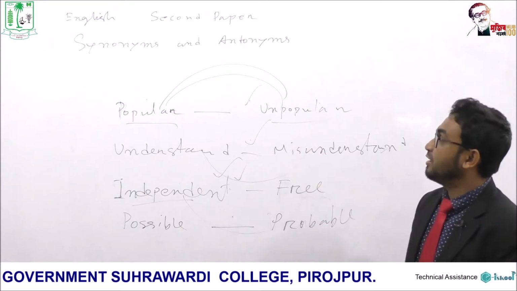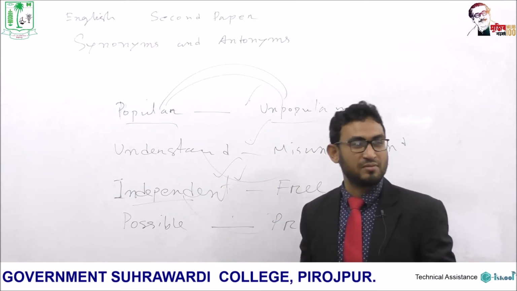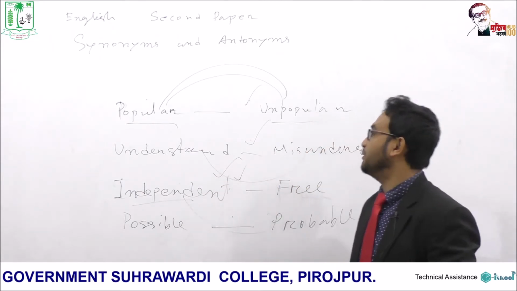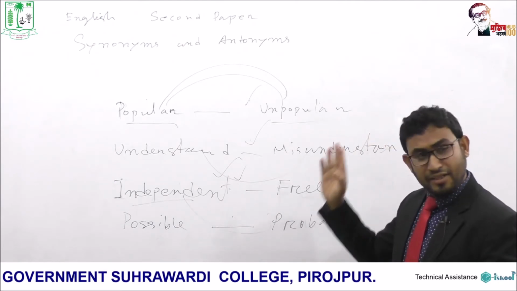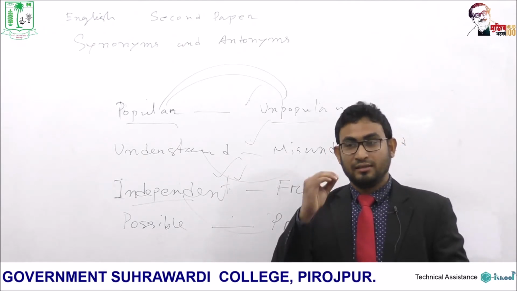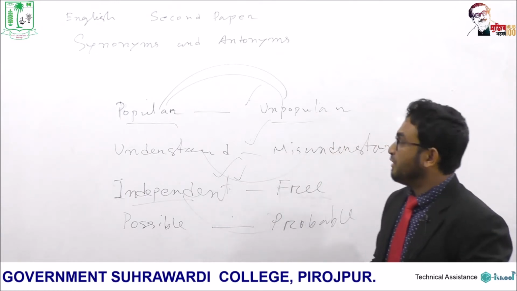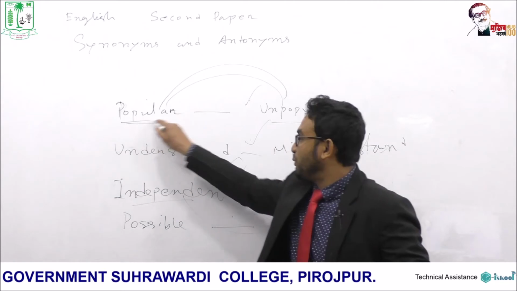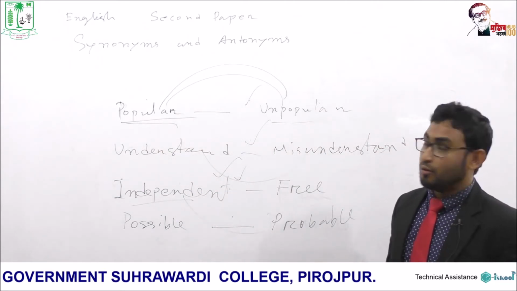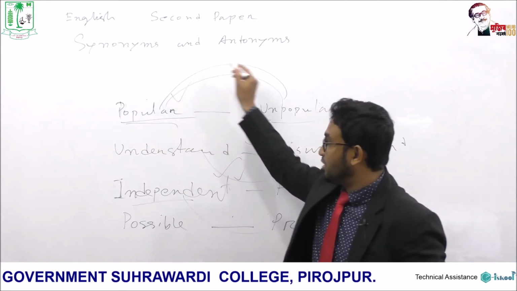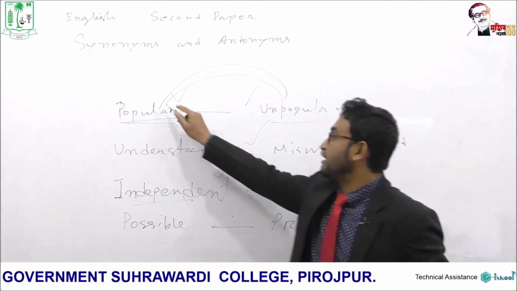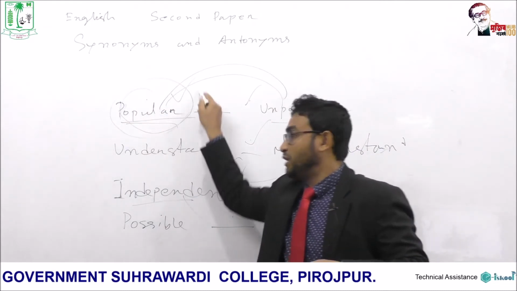Anyway, the meanings of synonyms and antonyms are very common to you. But in writing synonyms and antonyms, there are some rules and regulations. You have to be careful of this. For example, look at this word, popular. When you write the antonym of this word, you have to first identify the category of the word.